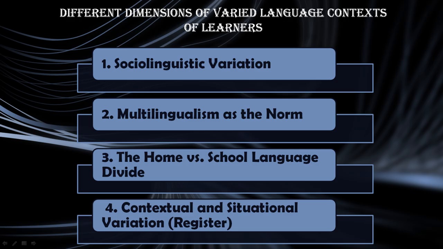In this slide, I have shown different dimensions of varied language contexts of the learners. As we know that learners do not come to the classroom with a single uniform language background, rather they come from rich and varied linguistic contexts, which significantly impact their learning. This variation can be understood across these different dimensions. The dimensions are sociolinguistic variations, multilingualism as the norm, the home versus school language divide, and contextual and situational variation. So from the slide onwards, we will be studying about the different dimensions of the varied language contexts of the learners one by one. So let's move to the next slide.